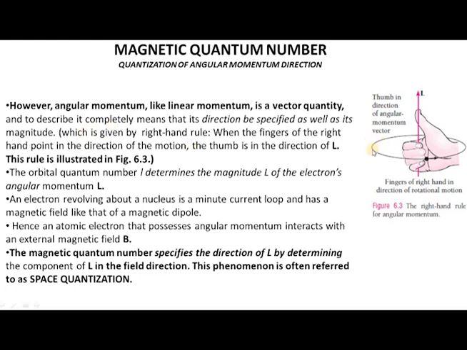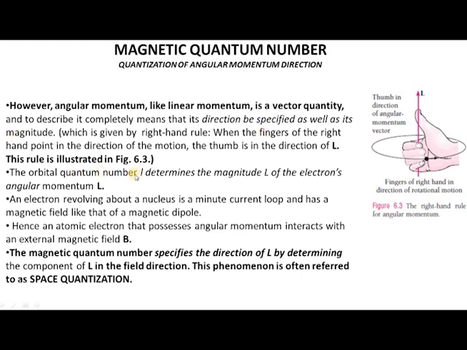I can say that if the electron is moving in this direction in xy plane, what happens? Its angular momentum will be along the direction of the thumb. L is equal to r cross p. Okay, or mvr. So the direction of thumb gives the angular momentum direction.